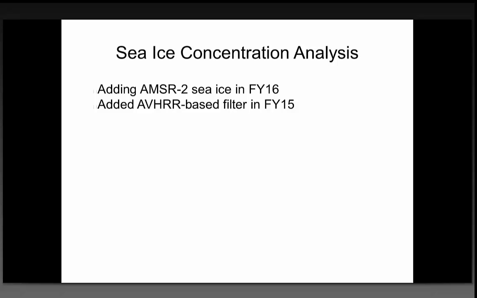So a couple old items, the sea ice concentration analysis that we've been doing for many years is still a live item. We'll be adding ANSER 2 ice, which gives us some better support at high resolution for ice cover. And over the past year, this actually addresses a longstanding issue we've had, and the Alaska region's been our prime group pointing out the issue we have of occasionally bogus ice sneaks into the analysis and can stay there for an extended period.